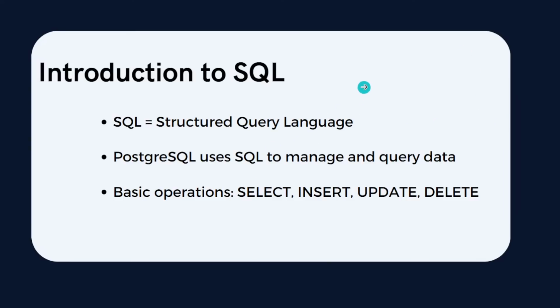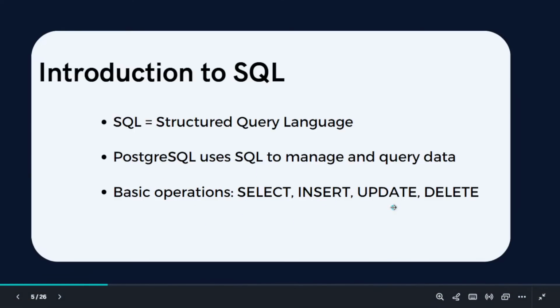If you need to view data from the database, we use select. If you need to insert new data, we use insert. If there is existing data and I need to change it, we use update. If I need to delete data, we use delete. Now we understand the basic operations we use in SQL. SQL is a structured query language, and PostgreSQL uses SQL to manage the data. The basic operations are select, insert, update, delete.